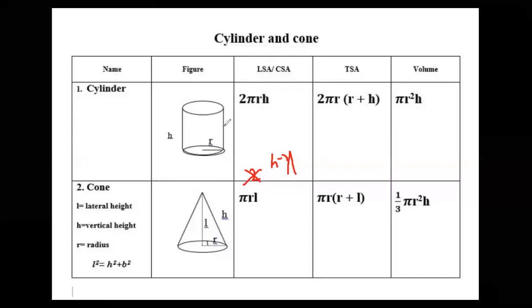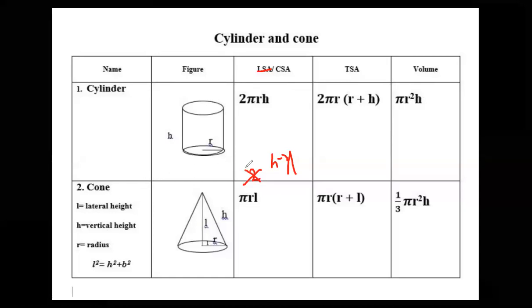Today also, cylinder CSA. What is the formula of the CSA of a cylinder? It is 2πrh. Okay. So TSA is 2πr(r + h). Volume is πr²h. Now in case of a cone, okay.